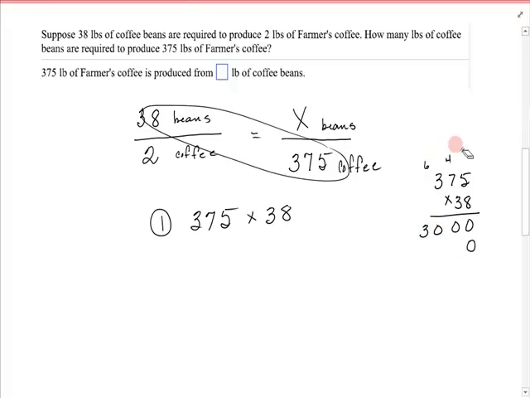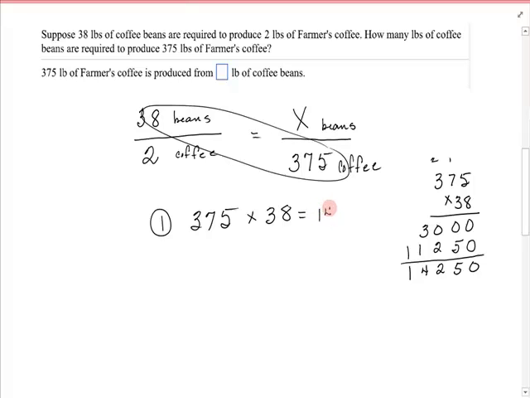I'm going to get rid of those carrying. 3 times 5 is 15. Carry the 1. 3 times 7 is 21, and 1 more makes 22. Carry the 2. 3 times 3 is 9, and 2 more is 11. Add 0, 5, 2, 4, 1. Very large number. And that is the first cross product.